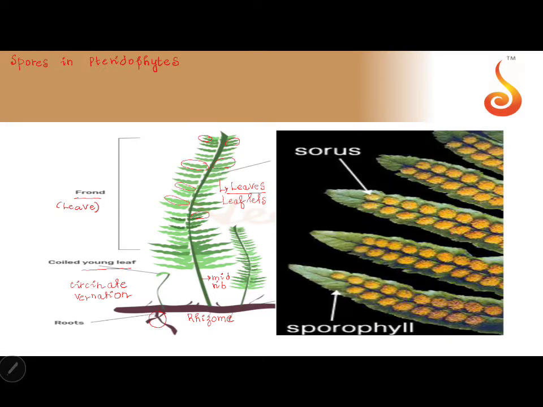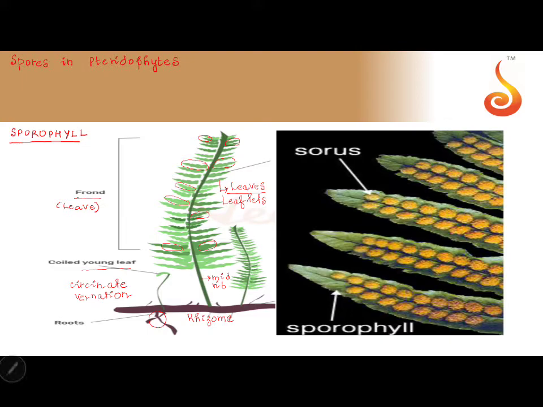We don't have microsporangia in the pteridophytes, isn't it? So the leaves which bear spores are called sporophyll. I already told you phyll means leaf and sporophyll is the leaf which bears spores. This is a kind of substitution to the microsporangium.